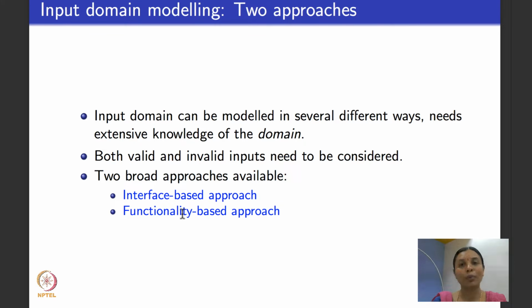While I model the input domain, I need to know the domain. What do I mean by that? I need to know what the program is going to do. Let's say the program is one that is going to fly an aircraft. I need to know a little bit about the application domain of the program. Let's say the program is supposed to be in the banking sector, then I need to know a little bit about the application domain. So I need domain knowledge, and my partition should consider both valid and invalid input because I am going to test the functionalities.